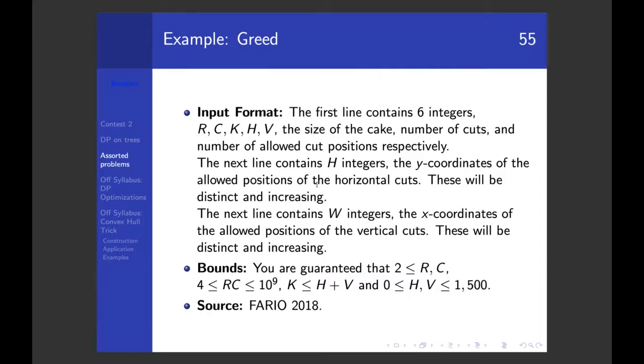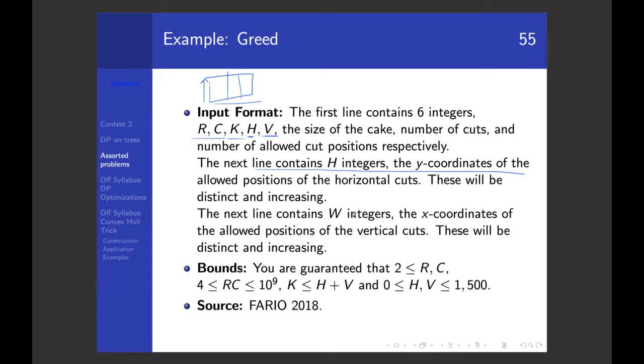So input format: you're given R and C, the size of the cake, K, the number of cuts, H and V, the number of horizontal allowed cuts and the number of vertical allowed cuts. You're then given the coordinates of the allowed horizontal cuts, that's these here. You're given them in ascending order. Then you are given the allowed locations of the vertical cuts, like here, for example, and here, in ascending order.